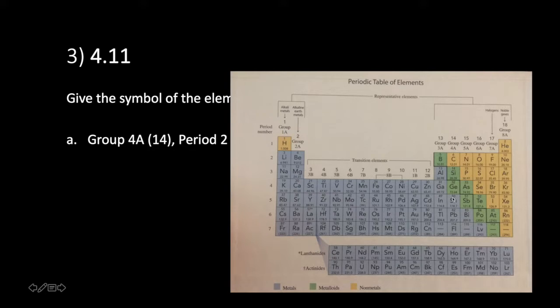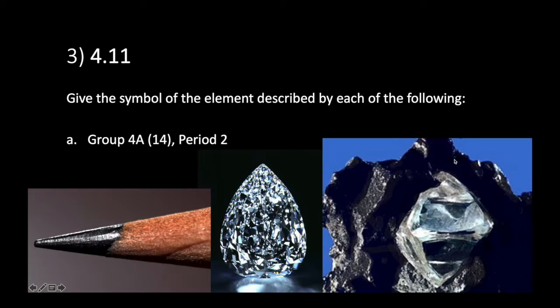So this is the column we want to work with, 4A, and then we want to go down to period 2. Now the period numbers are listed over here. The periods are the rows. So period 2, 4A, and we have C there. That would be the symbol of the element. You would write down a capital C, standing for carbon, which, depending on how the carbon atoms are smushed together, can be pencil lead or diamond or coal.